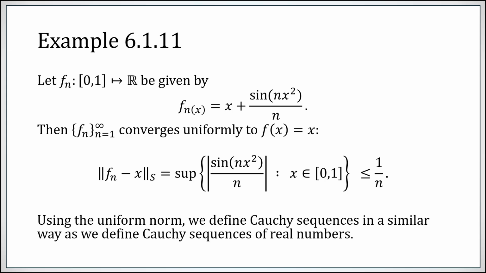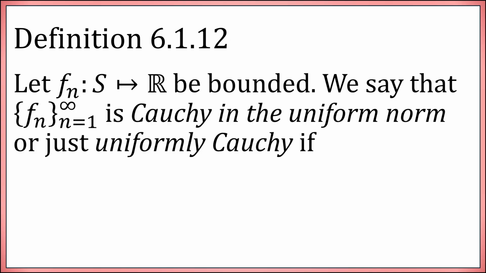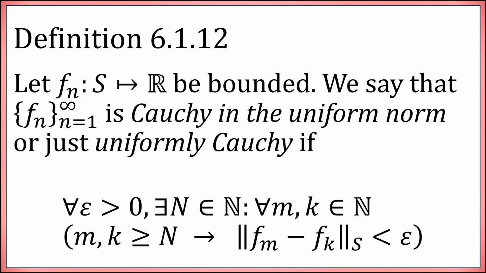Now, using the uniform norm, we're going to define Cauchy sequences of functions in a similar way as we defined Cauchy sequences of real numbers. So definition 6.1.12. Let fn be a sequence of functions. They're all bounded. They map the set S into the real numbers. We say that the sequence is Cauchy in the uniform norm, or just uniformly Cauchy, if for all positive epsilons there is an index capital N, so that for any two indices, little m and k, if they're both bigger than or equal to capital N, then the sup norm of the difference fm minus fk is less than epsilon.